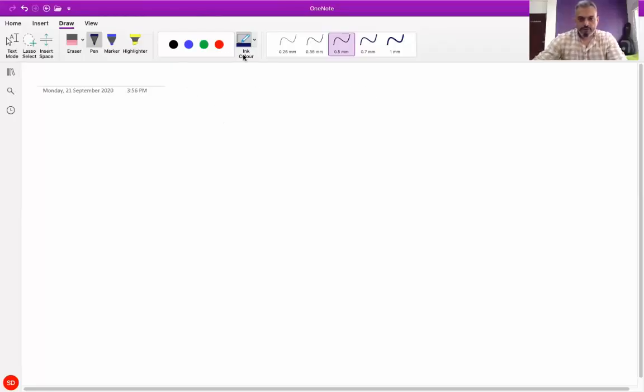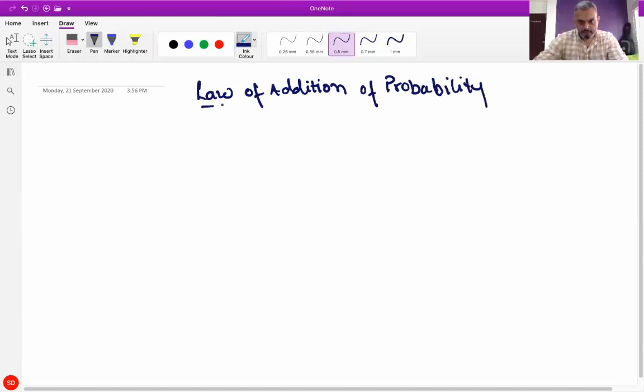Now today we are going to learn the concept of the law of addition of probability. Law of addition of probability. Now very simple, you have already studied this indirectly. Now the law of addition of probability goes this way.